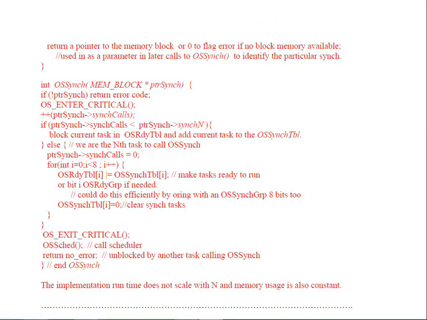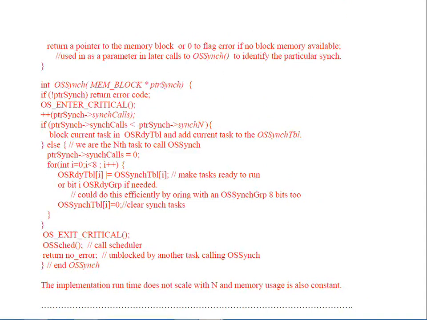Okay, so here is the implementation of OS sync. You come in, you check if the pointer's 0, then you've got no initialized value there, so that means you need to exit with an error. Then you enter a critical section of the operating system because we're starting to play with variables that are shared in the operating system. So we increment the number of tasks that have called this, and we check if it's equal to n.